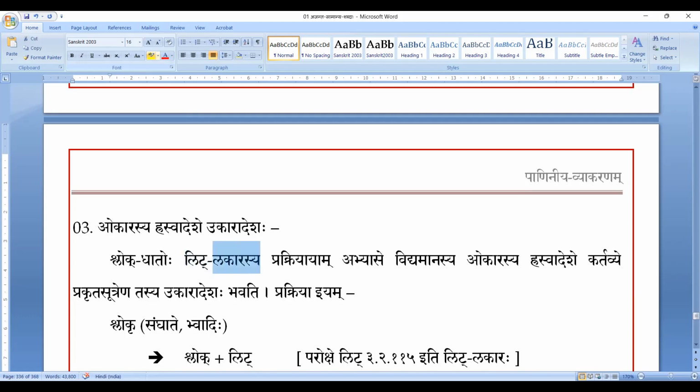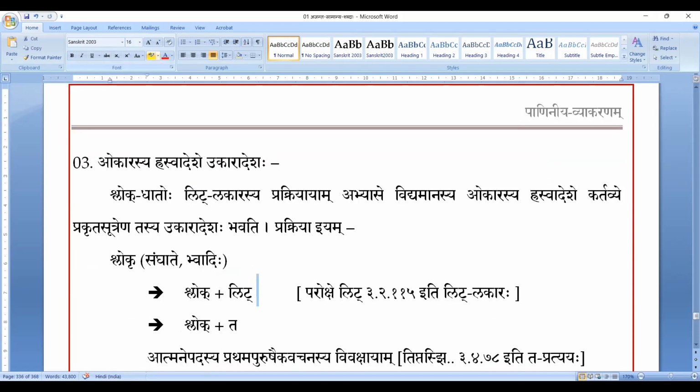So when lit lakara pratyaya is added, what will happen to the dhatu? Liti anabhyasasya abhyasaha bhavati. By that sutra, the dhatu will undergo duplication. These are the significance of the lit lakara, duplication happens. So we are deriving the lit lakara rupam of the shlok dhatu.